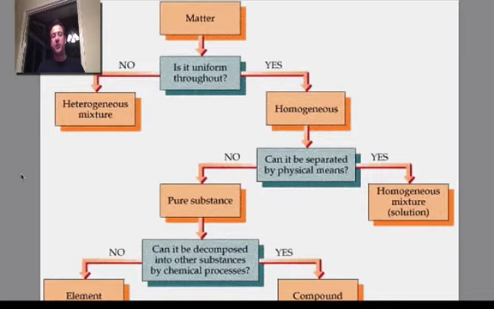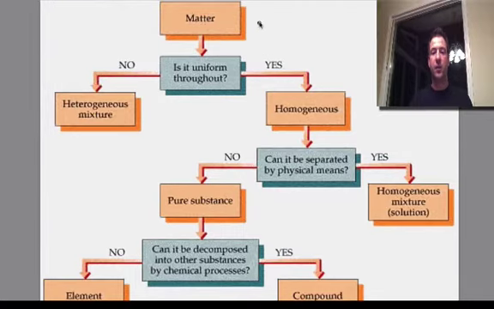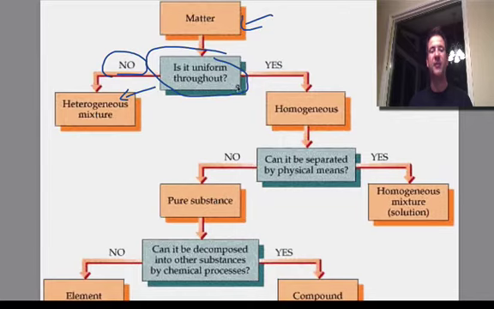So I'm just going to show you this chart, and we'll end right here. So matter, okay? Matter is anything that takes up space and has mass. So we have to ask this first question: is it uniform throughout? If the answer is no, then we have a heterogeneous mixture, which means it's different. But if it is uniform, which means scattered the same throughout, all kind of in line, if the answer is yes, then we call it a homogeneous mixture.